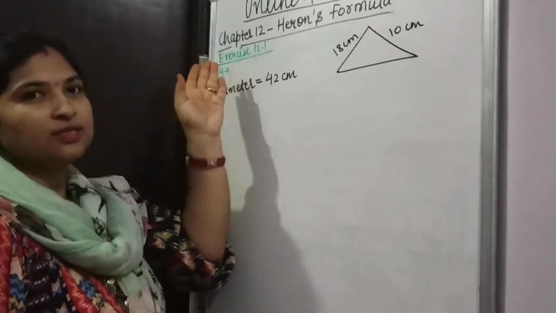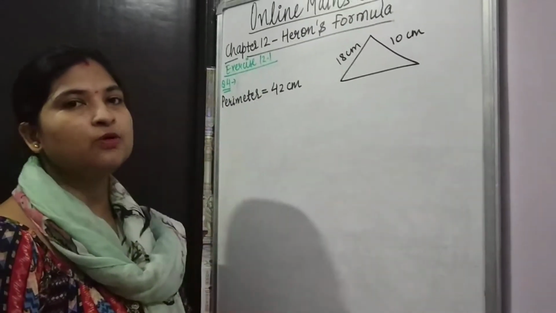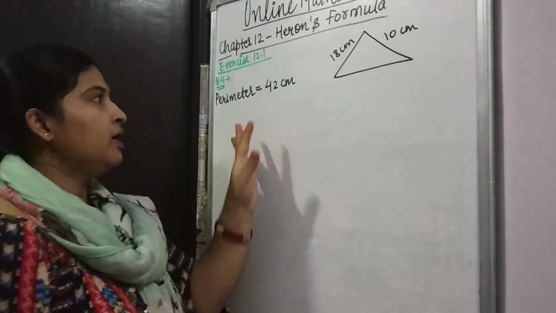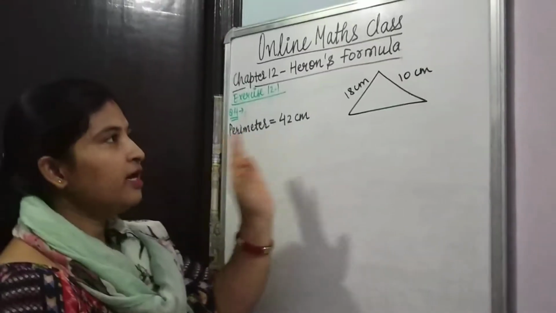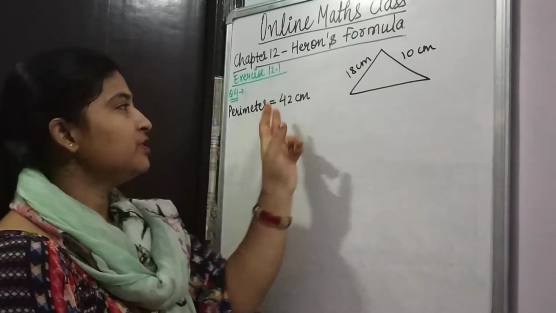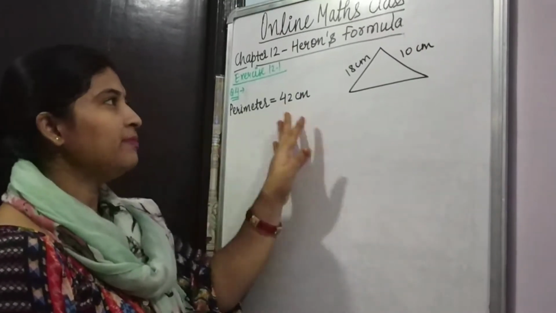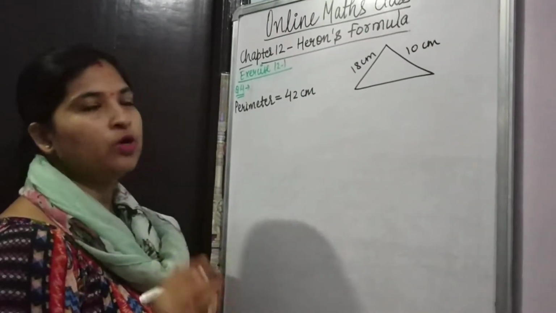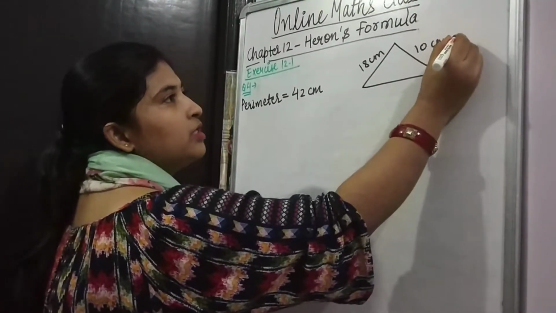We are doing exercise 12.1. We are dealing with question number 4. In the question they have given you two sides of the given triangle and the perimeter. We have to find its area. So for area, you can see that two sides are given.